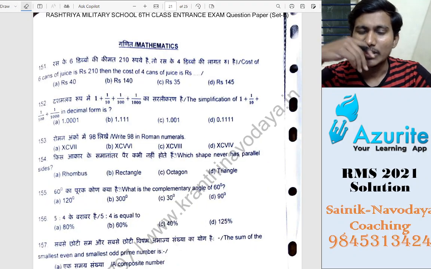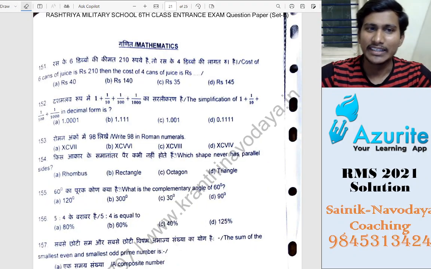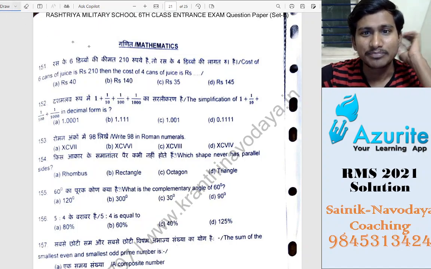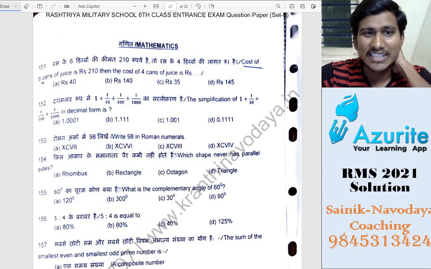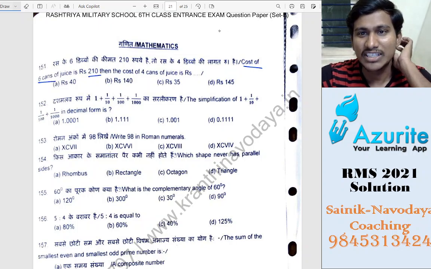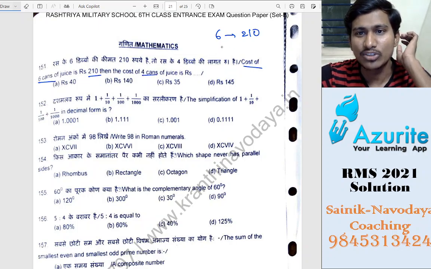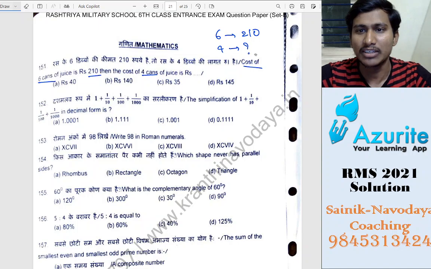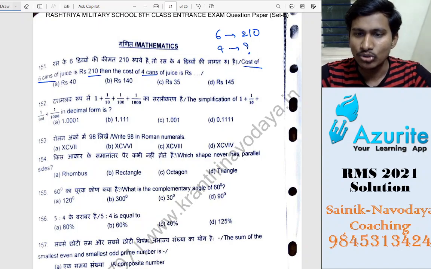So here we are doing the 2022 maths solutions. What is the question here? The cost of 6 cans of juice is 210 rupees. Now, what is the cost of 4 cans? Okay, so if you do it now, what will be the answer?